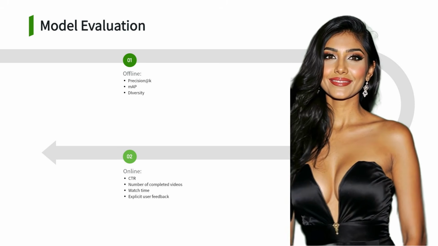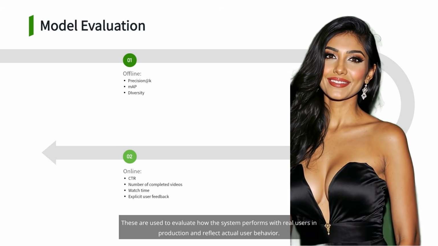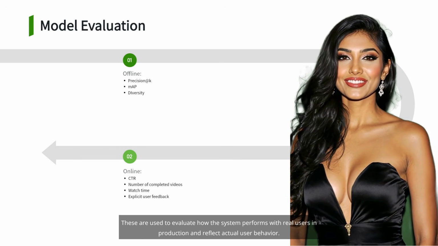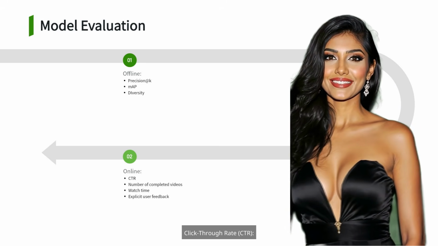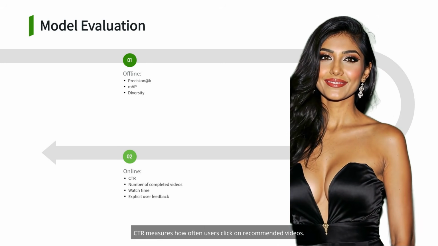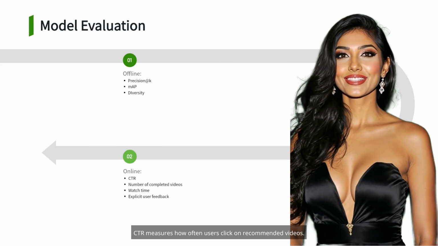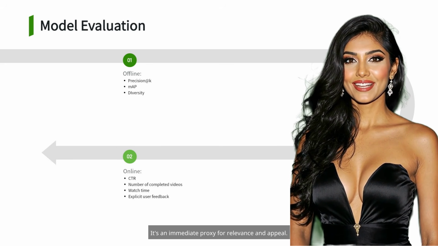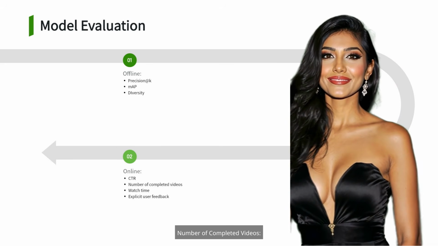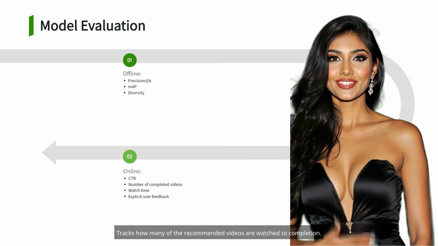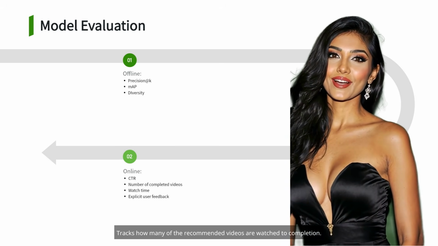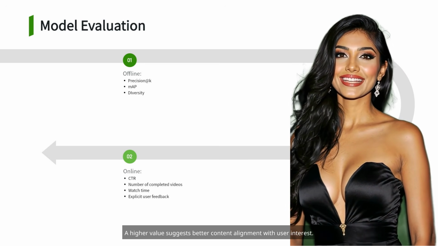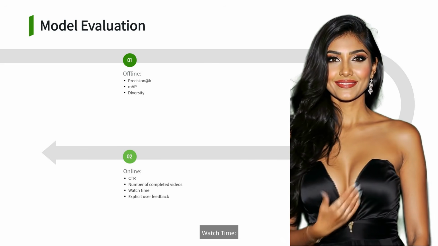Online metrics. These are used to evaluate how the system performs with real users in production and reflect actual user behavior. Click-through rate, CTR. CTR measures how often users click on recommended videos. It's an immediate proxy for relevance and appeal. Number of completed videos tracks how many of the recommended videos are watched to completion. A higher value suggests better content alignment with user interest.